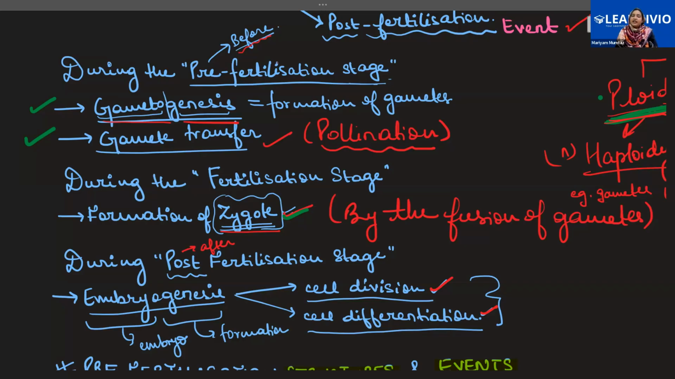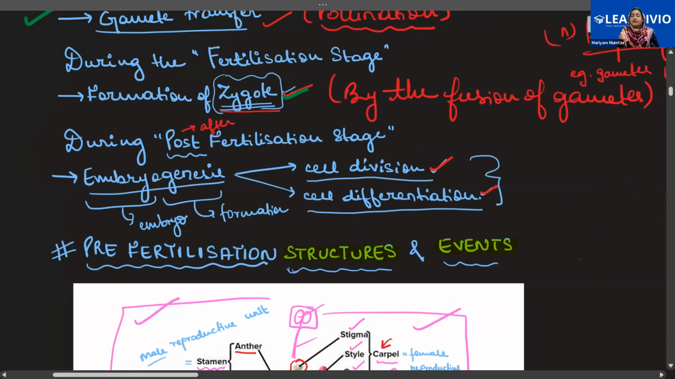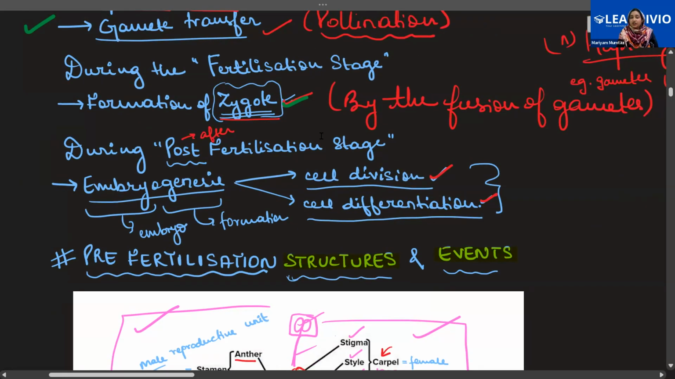Now, during the fertilization, the zygote is formed by the fusion of gametes. And after the fertilization, meaning during the post-fertilization stage, embryogenesis happens, meaning the formation of the embryo takes place by cell division and cell differentiation. Clear?